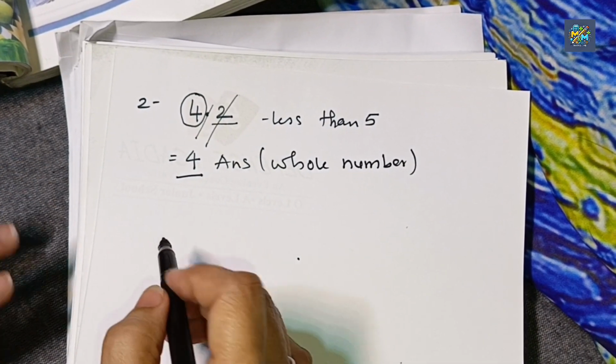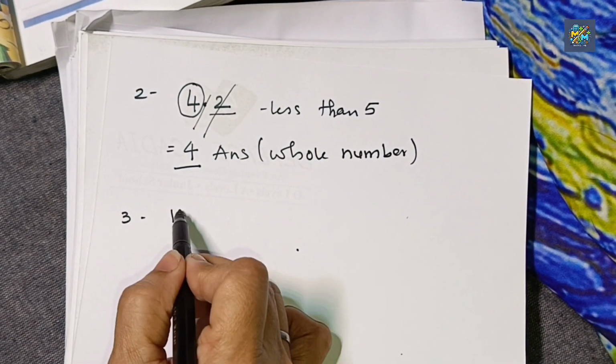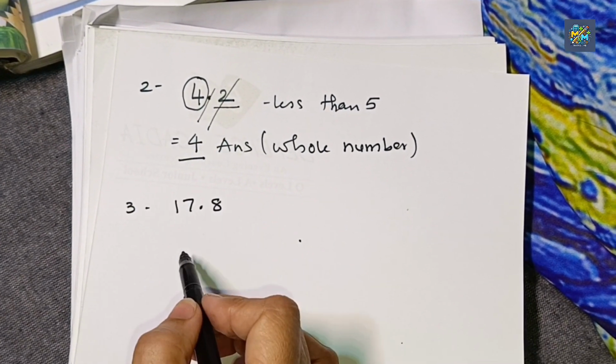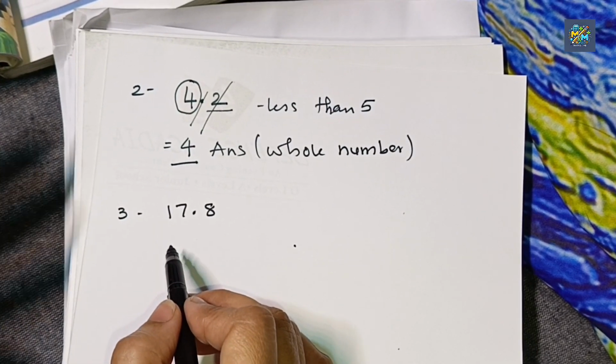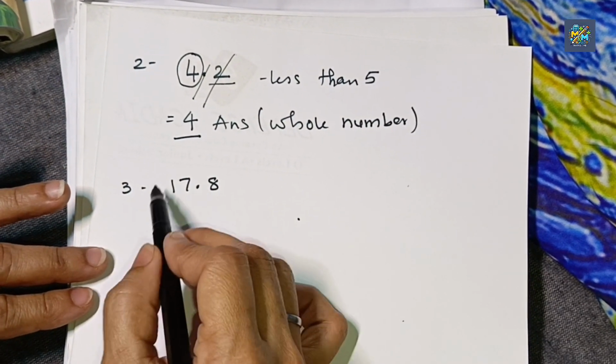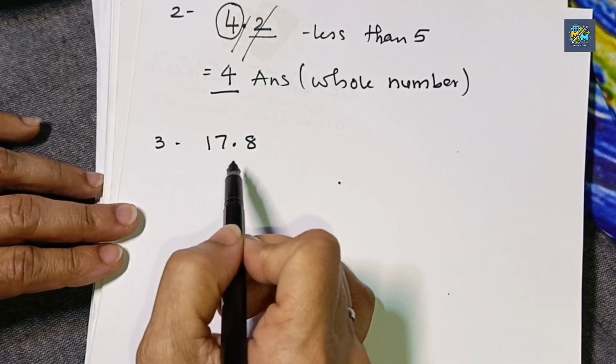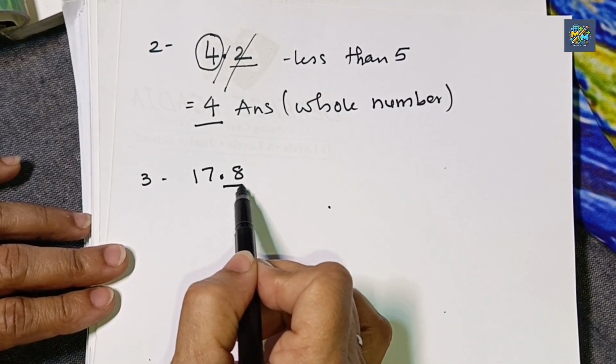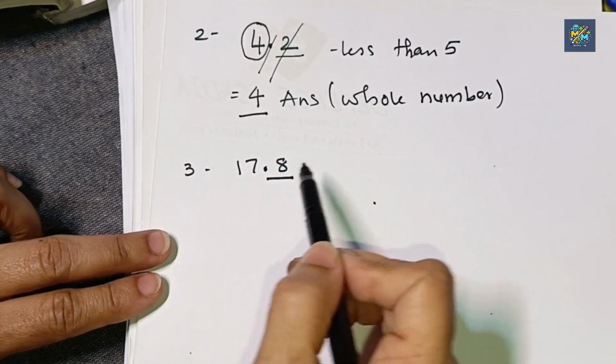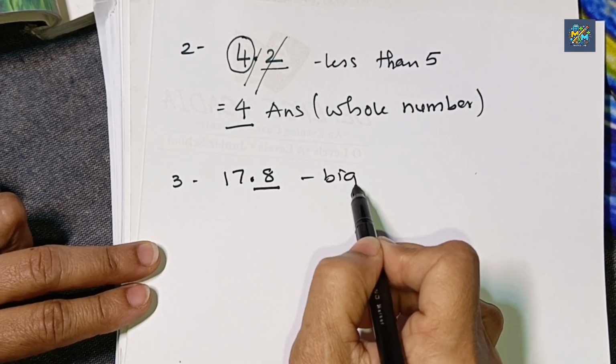After this we have a sum, that is 17.8. Again the same query: I have to give the answer as a whole number, and after the decimal here there is an 8. So 8 means bigger than 5.